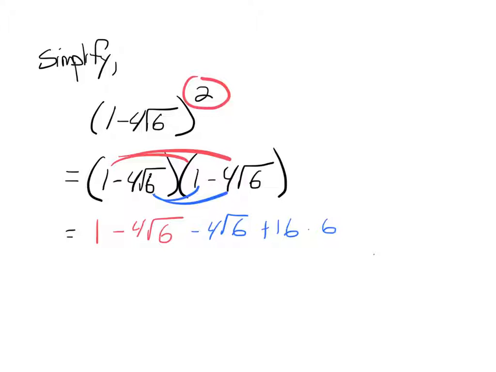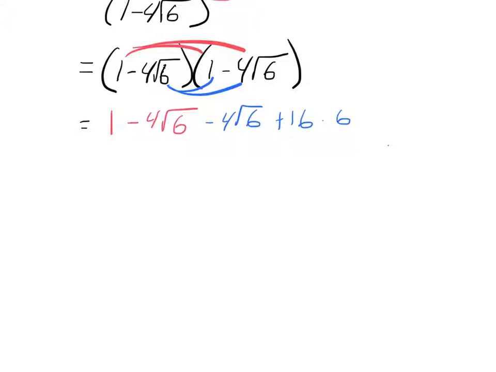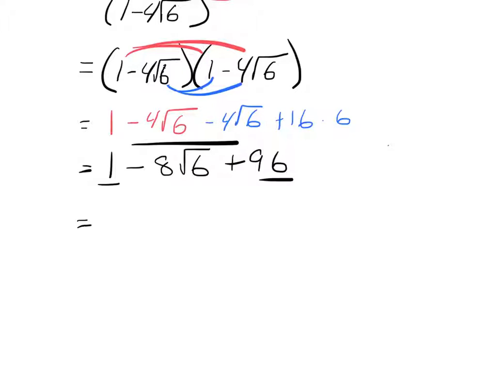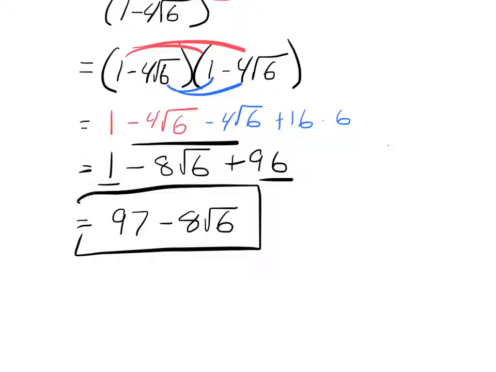So let's just clean that up a little bit. We get 1. These two terms can be put together to give us a negative 8 square root of 6. And then I just need to calculate 16 times 6. When I do that, I get 96 from that. Last step is just combining the 1 here and that 96 to get an answer of 97 minus 8 times the square root of 6.